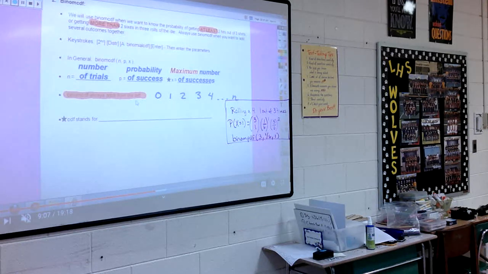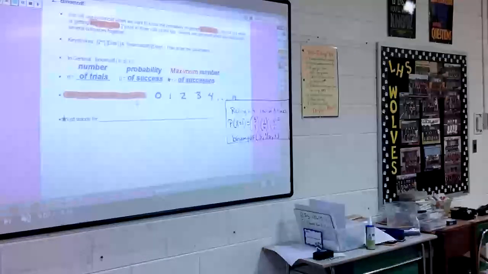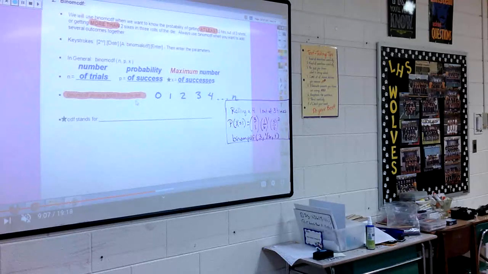Okay? If I want less than 2 successes, I'm going to put the number 1 in there because I only want 0 and 1 success. So it always adds from the left. And the number at the end of binomial CDF, that last one, is going to be the maximum number of successes. So the highest number of successes.